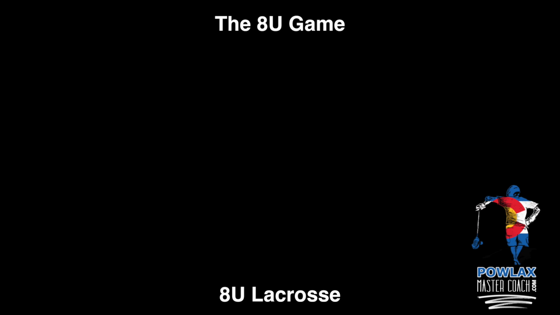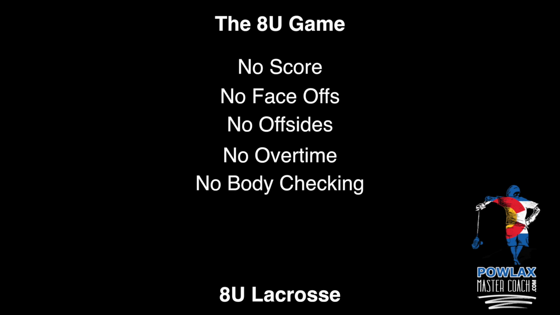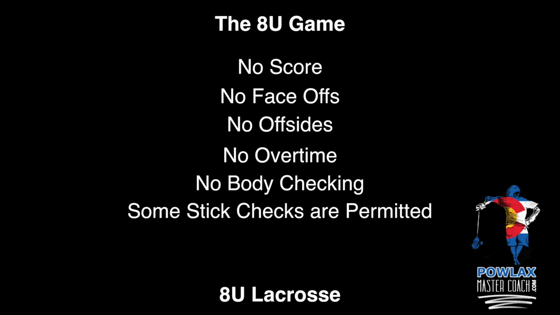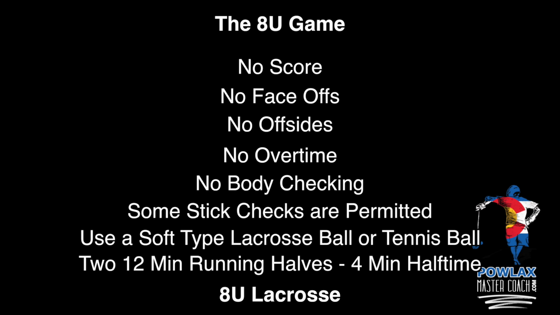The game will be played 4-on-4 with 3 field players and 1 goalkeeper per team. There will be no score, no face-offs, no offsides, no overtime, and no body checking. This will be the first time that some stick checks will be permitted. The game will be played with a soft-type lacrosse ball or tennis ball, and the competition will consist of 2 12-minute running halves with a 4-minute halftime.